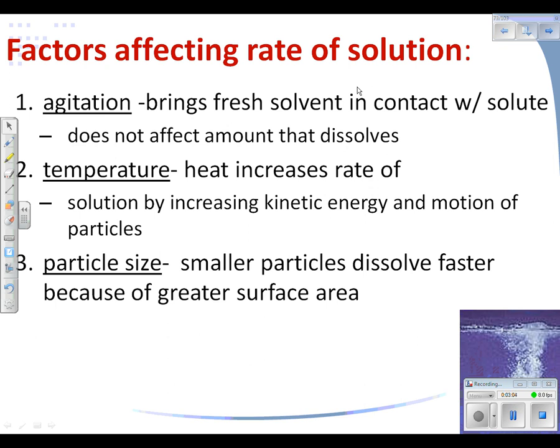Temperature is another big factor. Heat increases the rate at which a solution will dissolve. By increasing the kinetic energy of the solution and the motion of the particles, it will dissolve faster because the solvent and solute will bump into each other more often. It also affects how much will actually dissolve, and we'll talk about that in a little while.